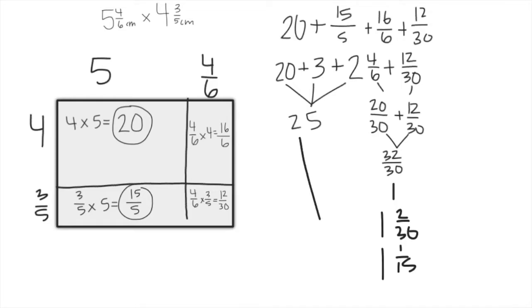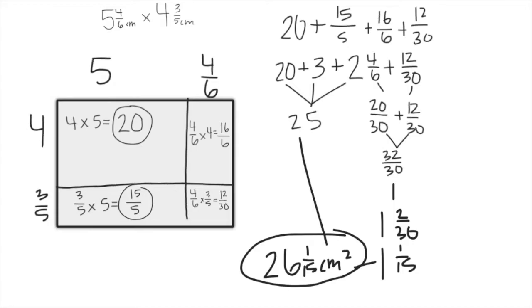Holy cow, now I have to add this to the 25, and I get 26 1/15 centimeters squared as my area, and that is using the area model strategy.